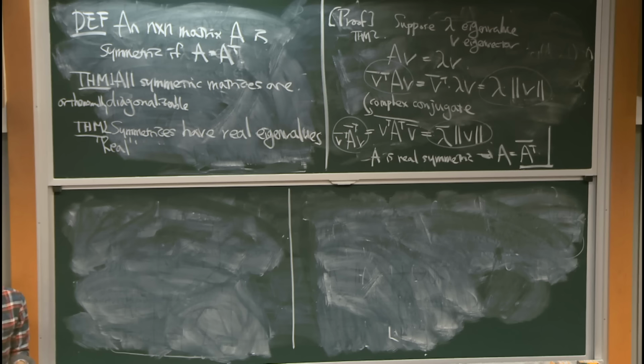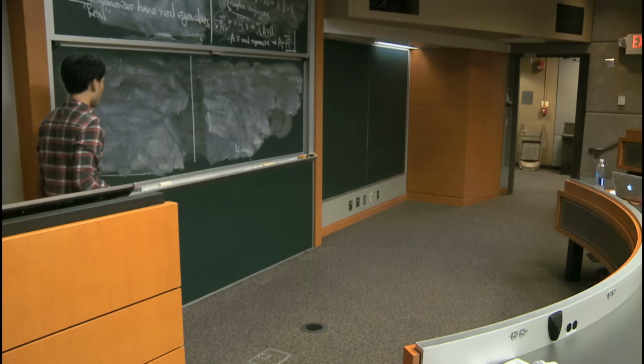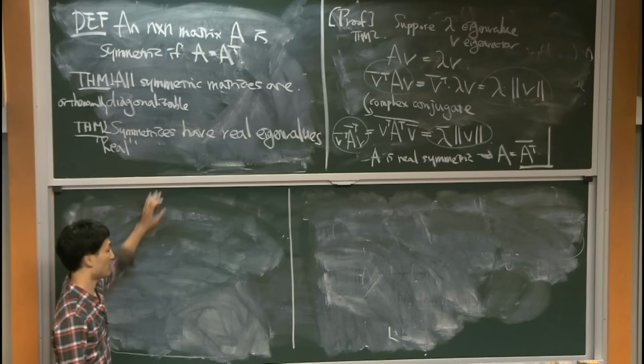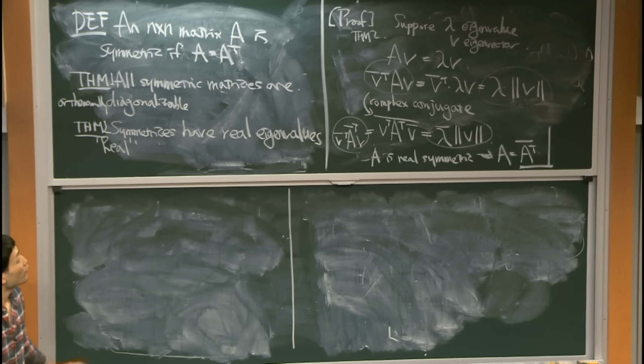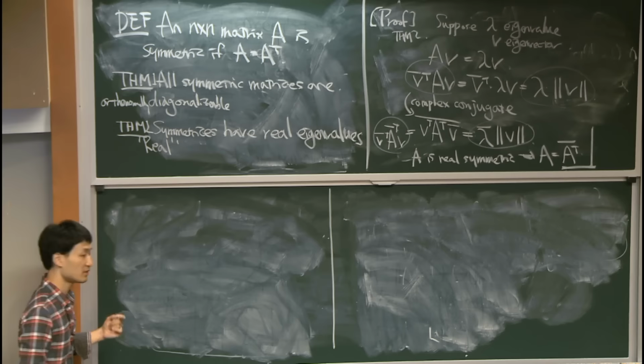That's good. That was when everything went well. For a symmetric matrix, we can diagonalize it, and it's really easy to understand. But what about general matrices?